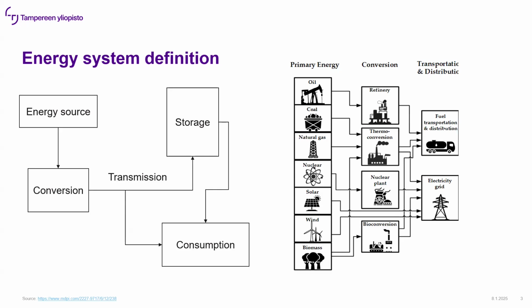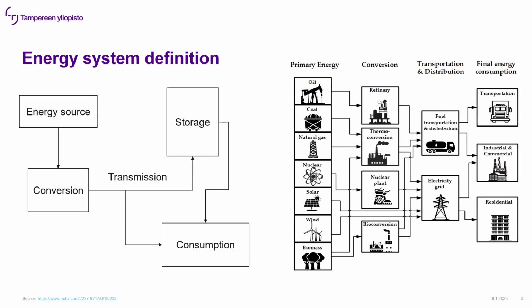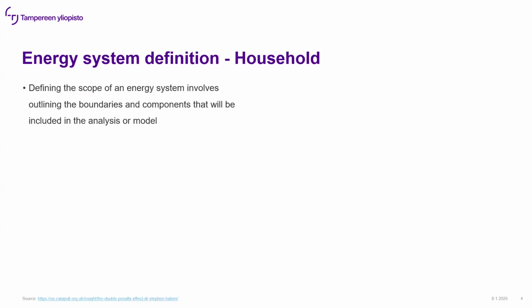So whenever you have electricity transfer from country to country, that can be dealt with by the electricity grid. But if you have local heat consumption, that has to be dealt with within the city. And finally, energy consumption: transportation, industrial, commercial, and residential. So we'll be talking more about the modeling of this energy consumption later on.